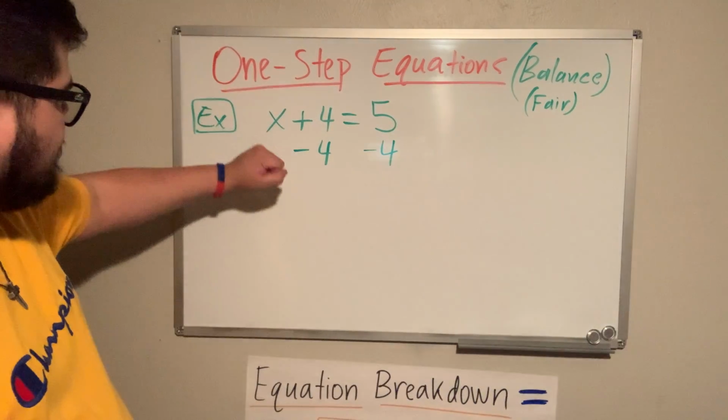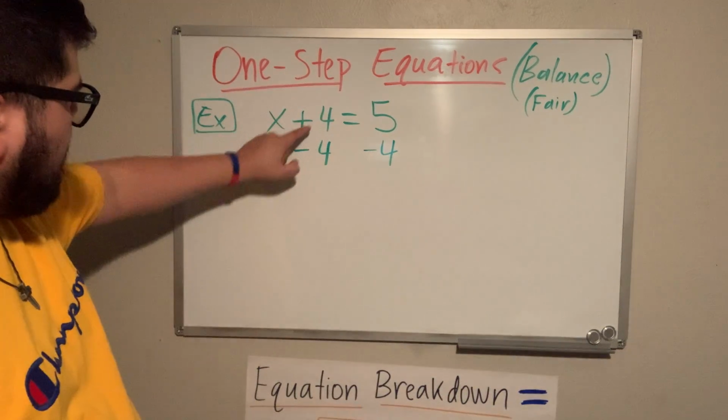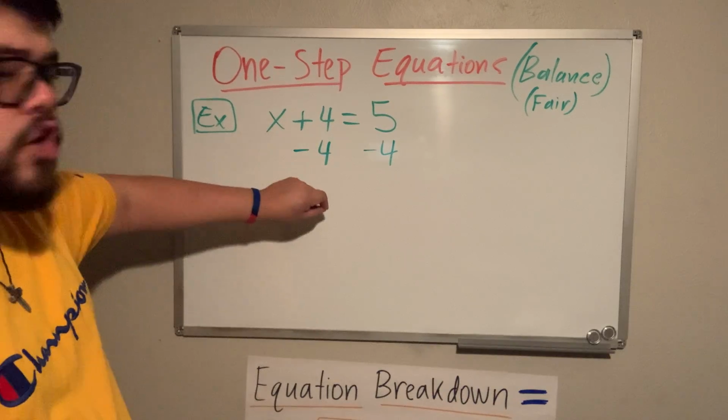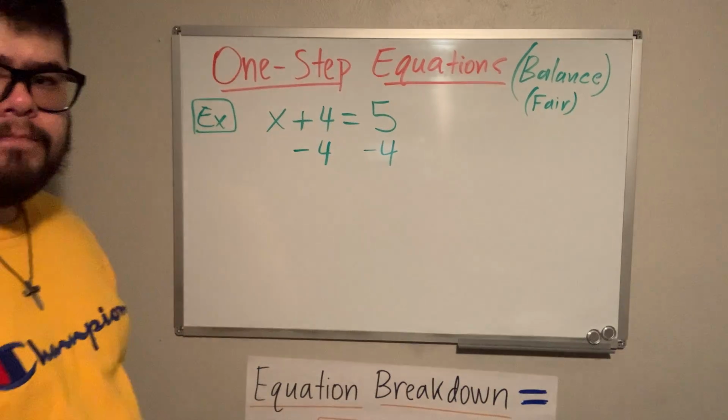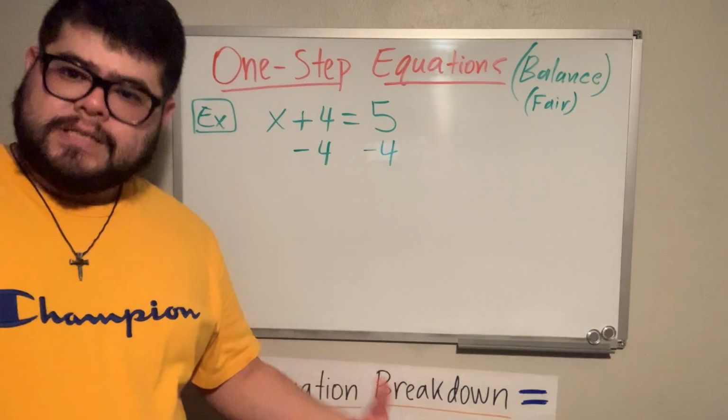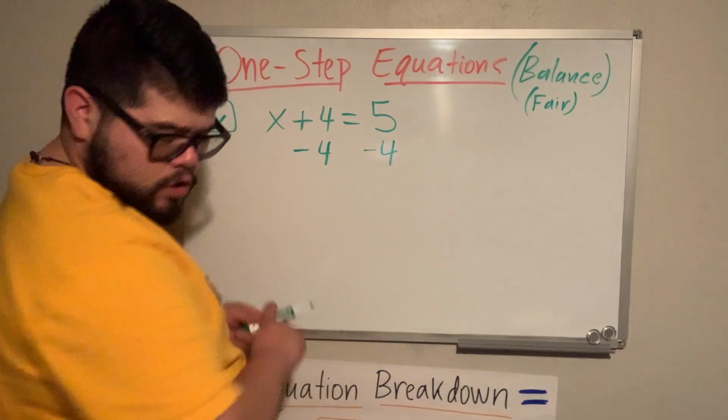Now, we have to see what happens here. We have 4 minus 4, which turns into what? What's 4 minus 4? 0, right? And what we do is we cross that out.